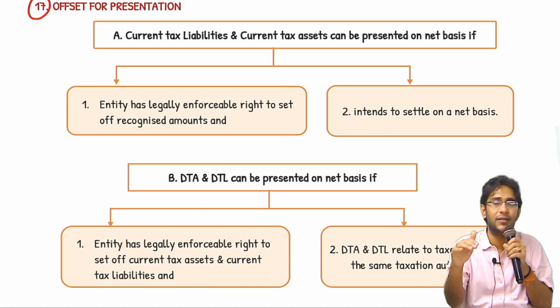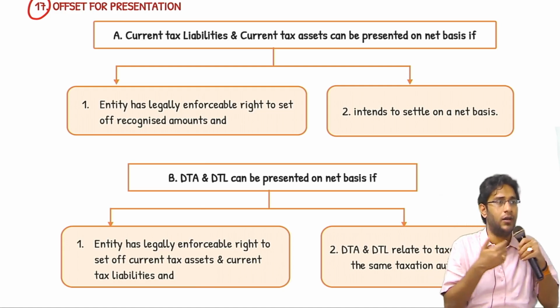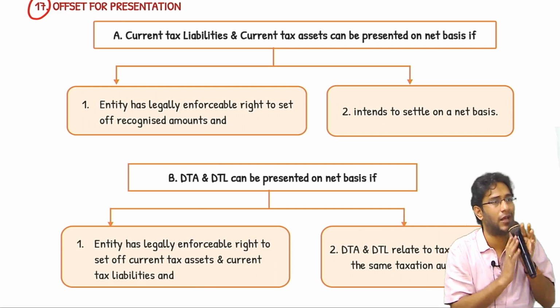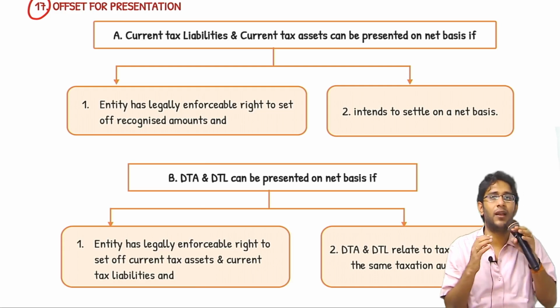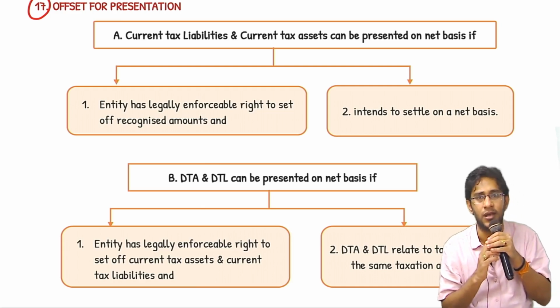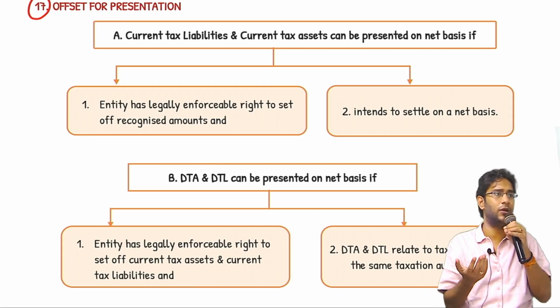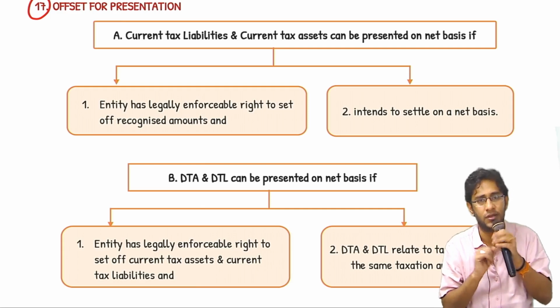But the DTA is created by one tax law, the DTL is created by another tax law. Do you think I can offset now? I cannot. You understand, sir? If they are levied by the same taxation authority and will ultimately be settled on a net basis, no problem, you can offset. Otherwise, don't offset.